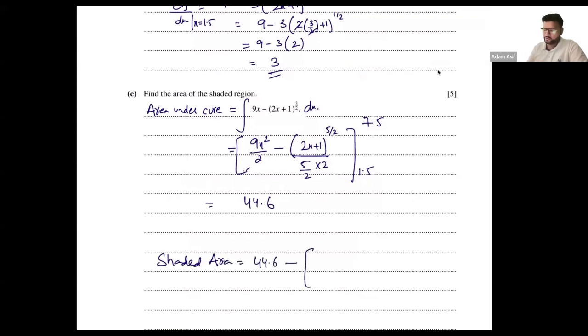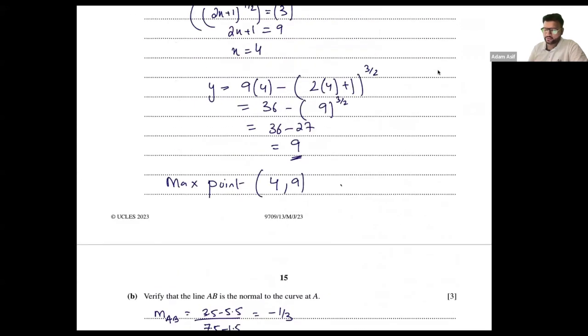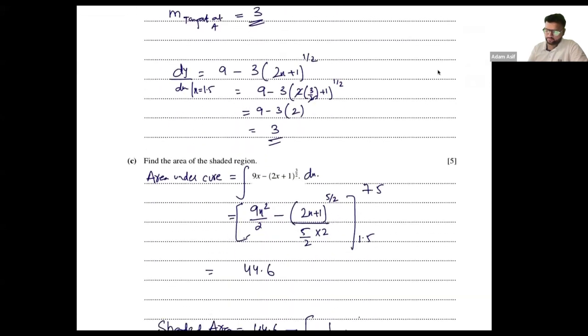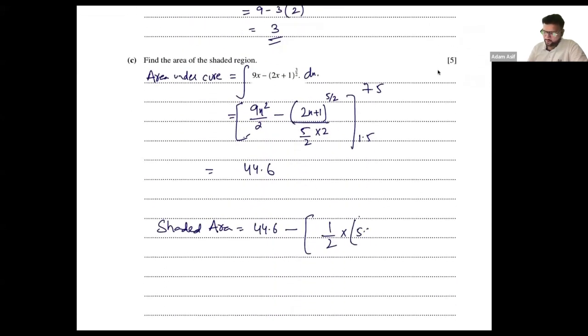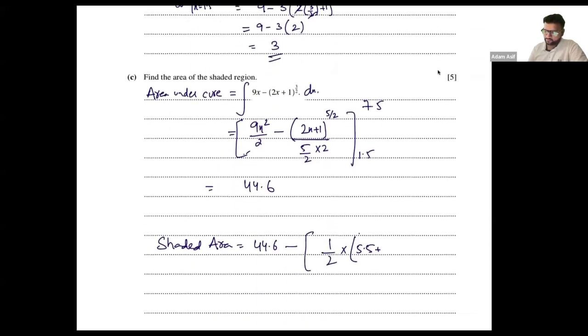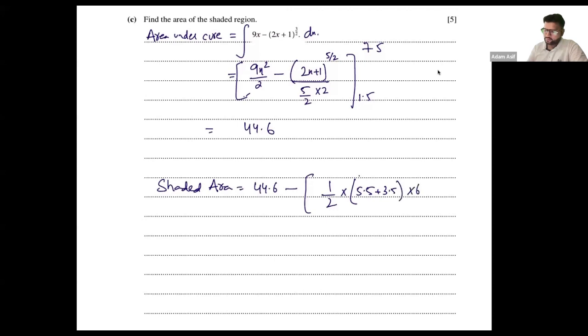44.6 minus the trapezium area, which is half times the sum of parallel sides. The parallel sides are 5.5 and 3.5, and this width would be 7.5 minus 1.5, which is 6. Times 6, this is 27. 44.6 minus 27 is going to be 17.6 unit squared.